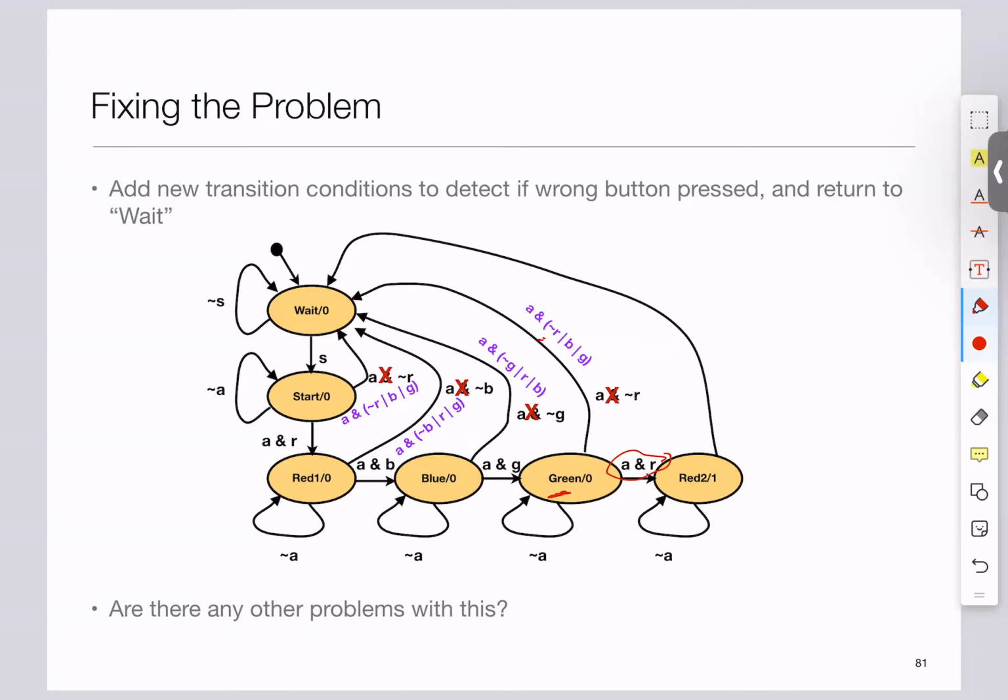So let's say we add this. So this takes care of the problem of pressing everything together. Do you see some other issues out here? Or have I fixed the problems?